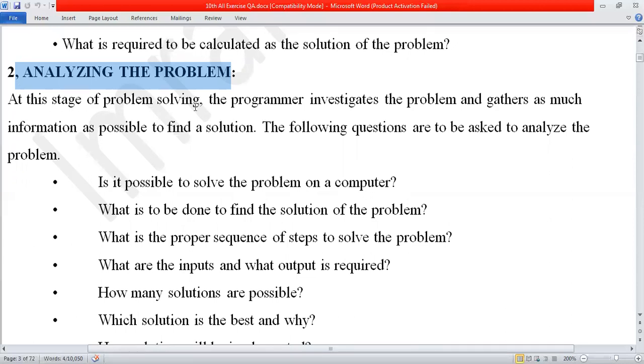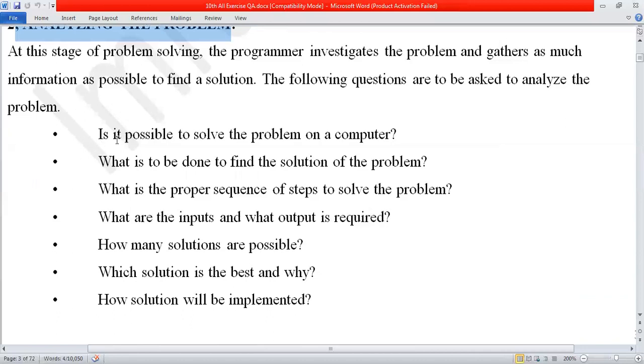At this stage of problem solving, the programmer investigates the problem and gathers as much information as possible to find a solution. So you will meet the other person and you will gather some kind of information which can help you to make a computer program. The following questions are to be asked to analyze the problem. Is it possible to solve the problem on a computer? First question is this: is it possible?